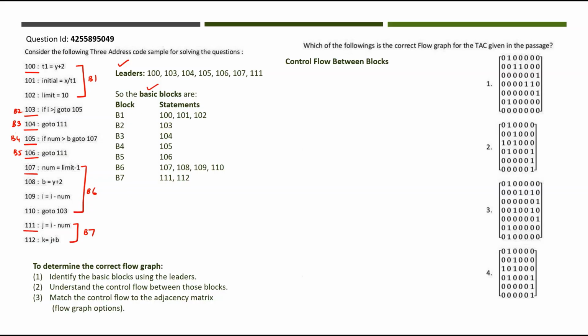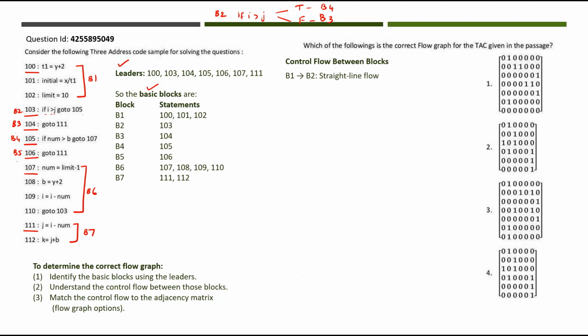From B1 we are moving to B2. There is straight line flow. It means after completing block 1 we are moving to block 2. What about block 2? In block 2 we have if i greater than j. Don't see the line numbers, just see the blocks, otherwise you will get confused. If i greater than j is true, where will it go? It will go to 105. What is 105? It is block 4. What happens if this condition fails? If it is false, it will go to 104, which is nothing but block 3.